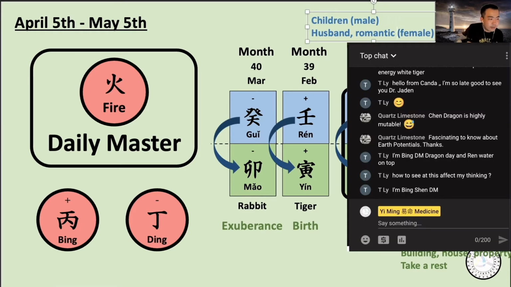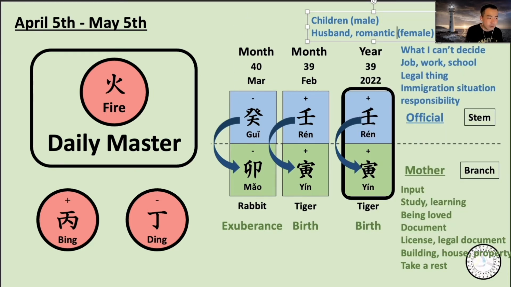I'm being daily master Dragon Day and Ren water on top. What do you mean, Ren water on top? You're being Shen daily master. Yeah, so just follow my interpretation and then we can talk later. Ren Dragon Day. You mean today is Ren Dragon Day.